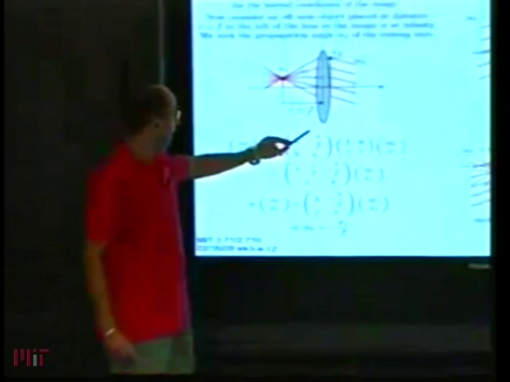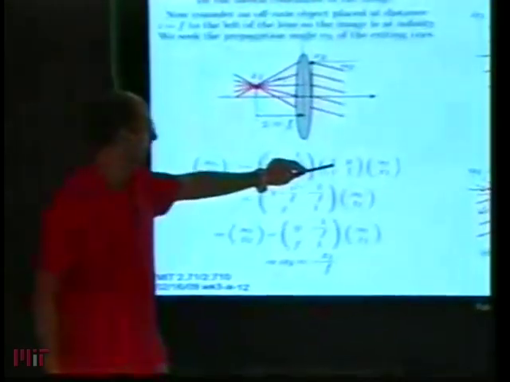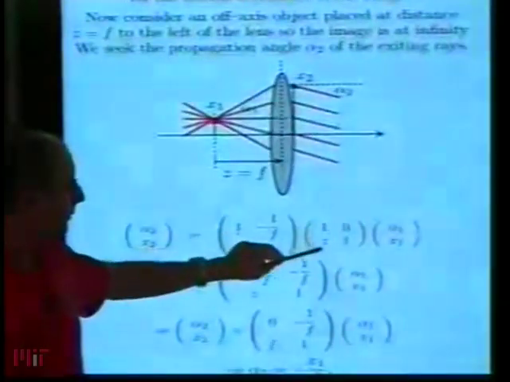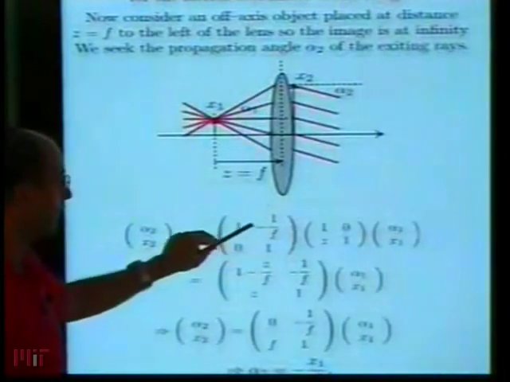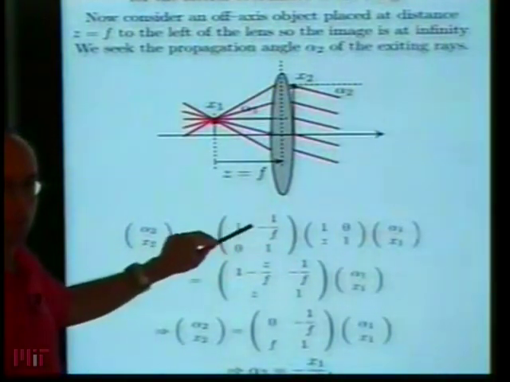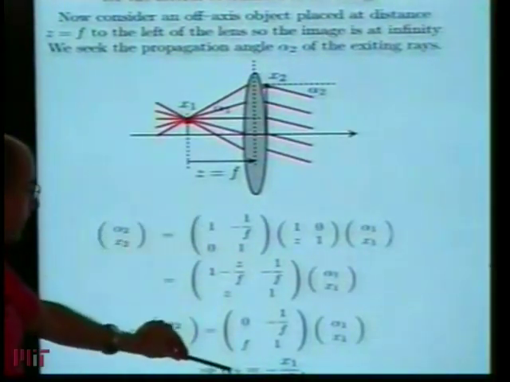Now, what about an off-axis image at infinity? I will skip this derivation. It is very similar to the derivation that we did before for the case of an object at infinity. Basically, what I've done here is I have reversed it. I have used an object at a distance f to the left of the lens. I have cascaded the propagation matrix for this free space propagation to the propagation matrix corresponding to the lens, and I have proceeded to solve.